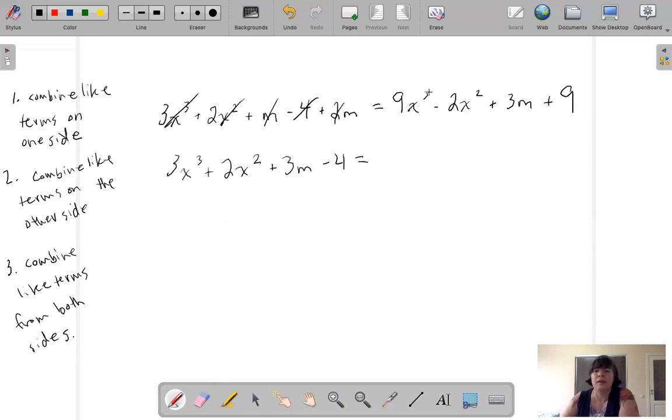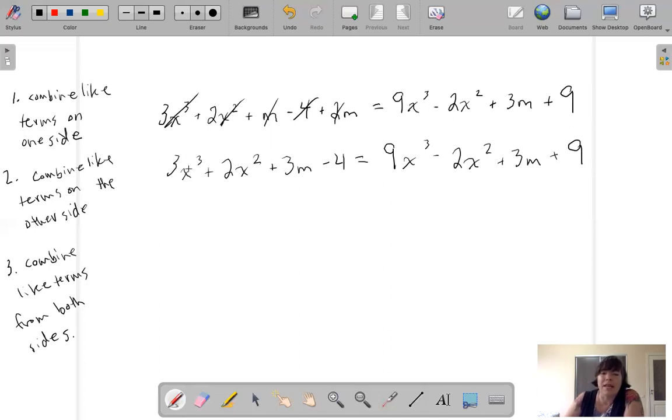equals, let's see here. I don't have any more 9, I don't have any more x cubed. I don't have any more x squared. I don't have any more m's. And I don't have any more just numbers. So I just write it all right back how it was. Okay, now we want one of these sides to be equal to 0. I'm going to choose this side.